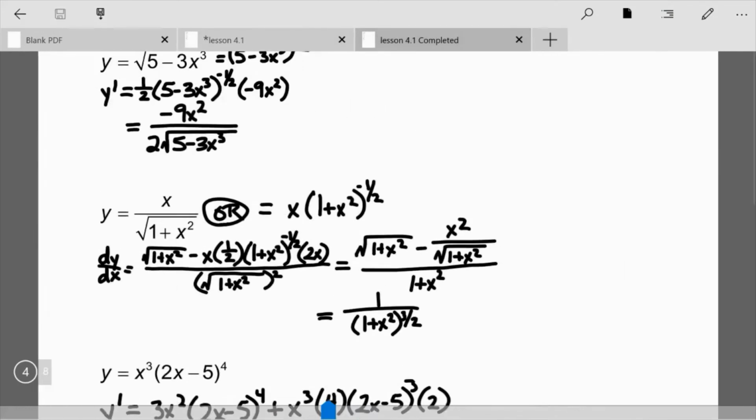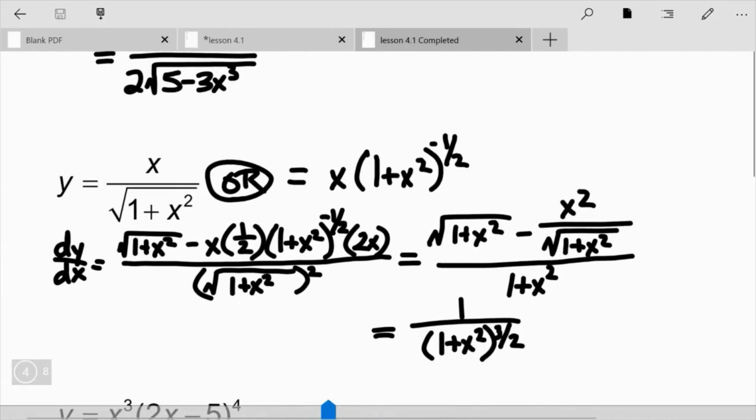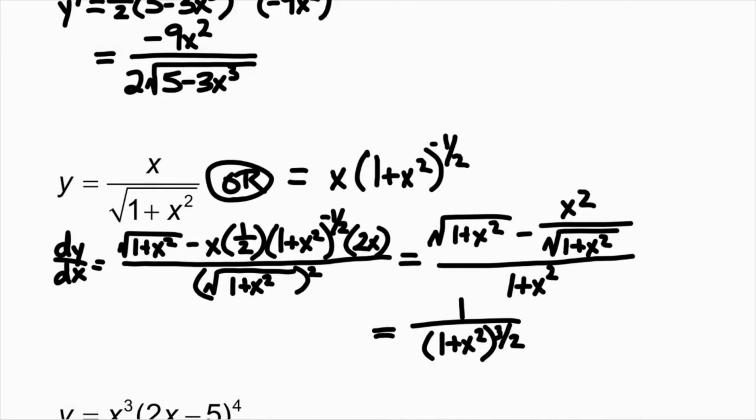Okay, and here are the answers you should have ended up with for the rest of these. We have x over the square root of 1 plus x squared. So I chose, rather than using the quotient rule combined with the chain rule, to rewrite this as x times 1 plus x squared to the negative 1/2 power. You could do it that way. And actually, in the way I worked it out here, I went ahead and worked it out with the quotient rule. But either way is going to result in the same answer.